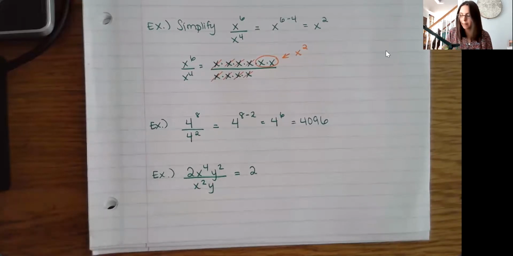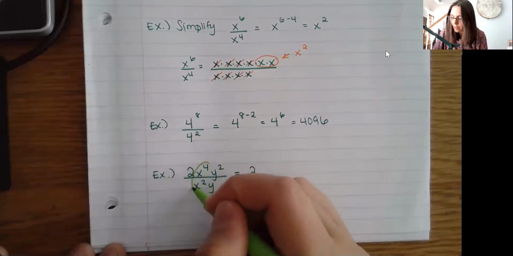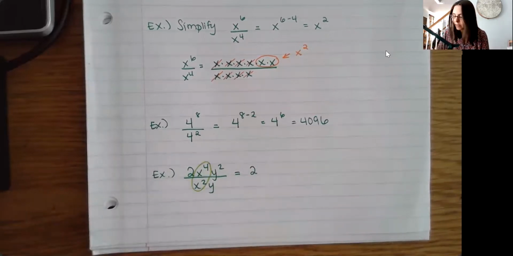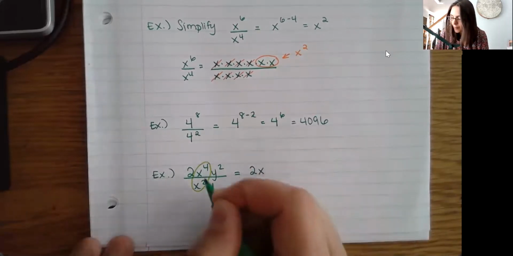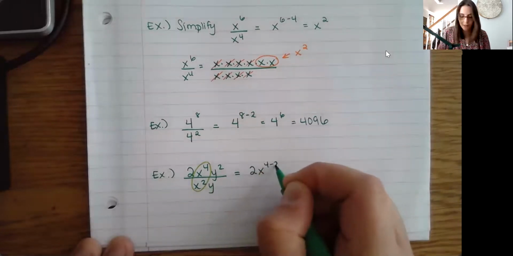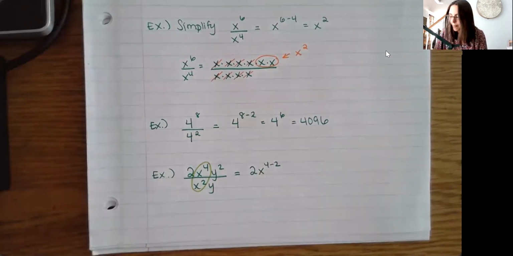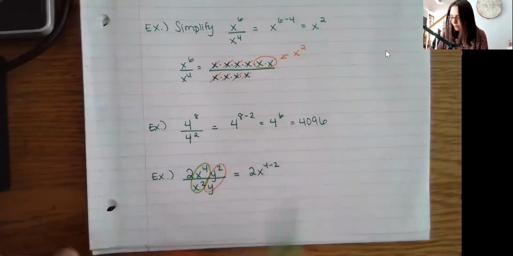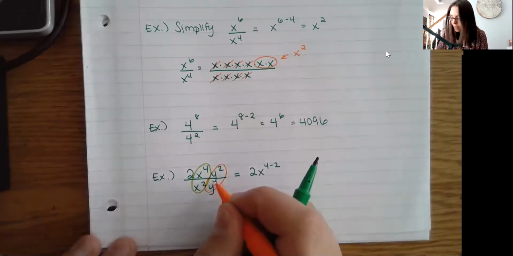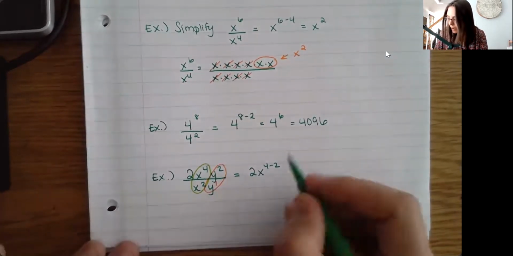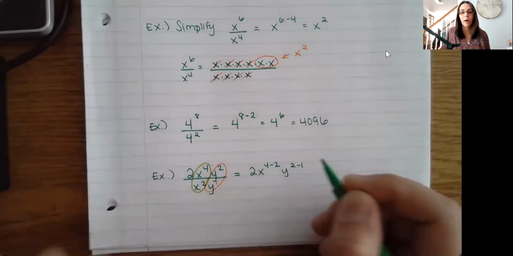And then I'm going to match up my x's because those are the same base. So I have x, and I always do top minus bottom. So 4 minus 2. And then I'm going to match up my y's. Now remember, if there's no exponent, there is a 1 there. So this is going to be y to the 2 minus 1.